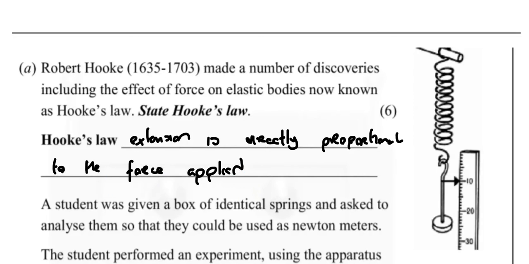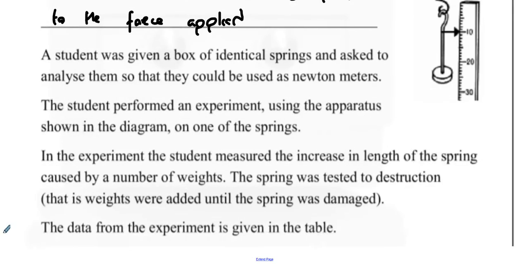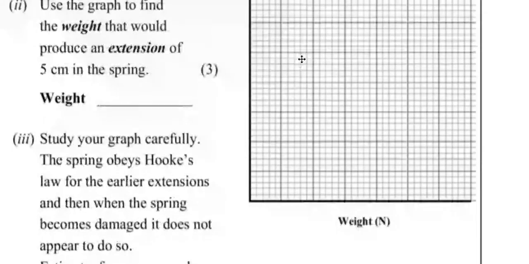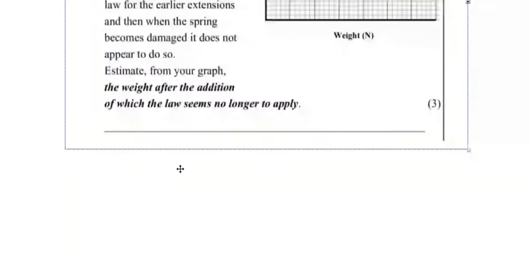Okay, the student was given a box of identical springs and asked to analyze them so that they could be used as Newton meters. The student performed an experiment using an apparatus shown in the diagram on one of the springs. In the experiment, the student measured the increase in length of the spring caused by the number of weights. The spring was tested to destruction. Weights were added until the spring was damaged. The data from the experiment is given in the table. So we have this table here, and we're probably asked to draw a graph, so I'm going to have to make this a wee bit smaller so that it fits in.